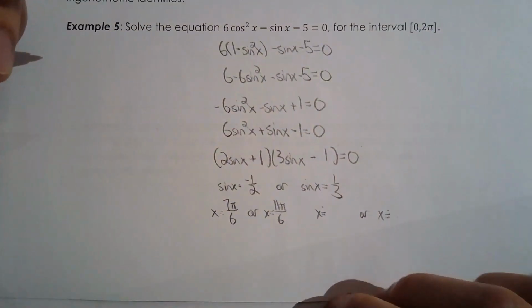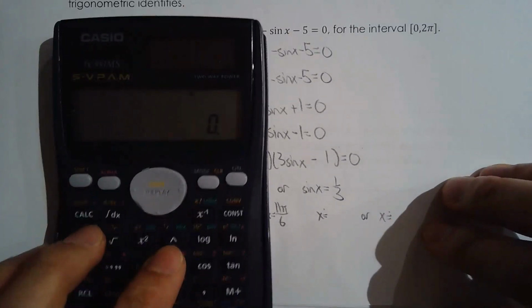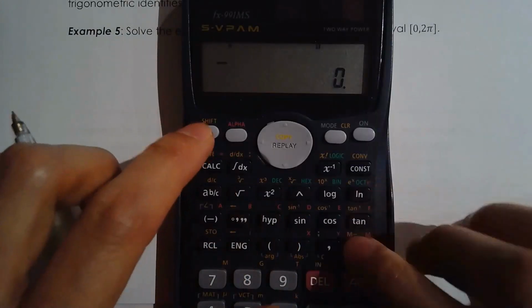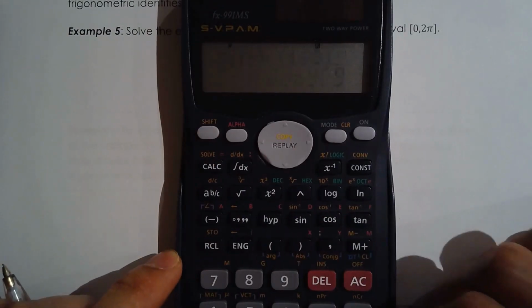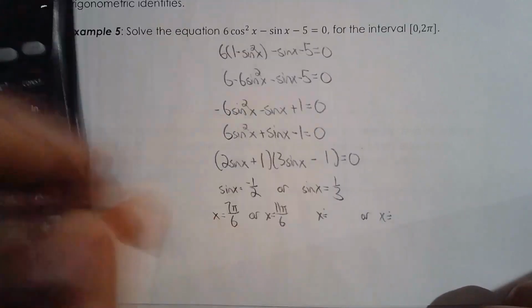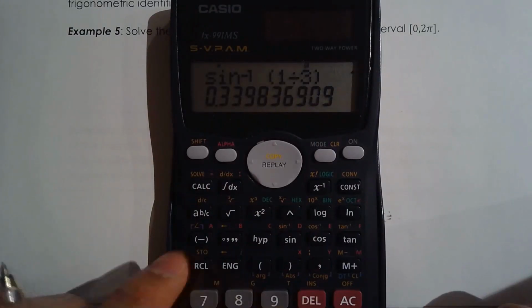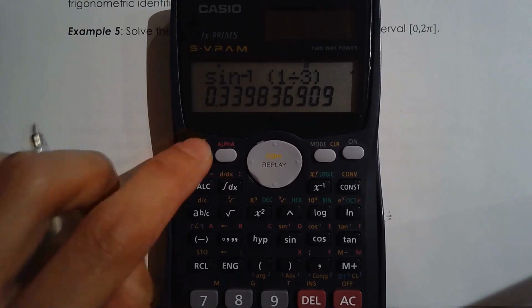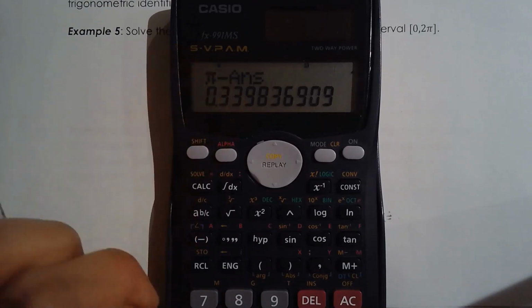Ooh, 1/3. 1/3 is not my friend because I need a calculator. So make sure your calculator is in radian mode. Okay, and then inverse sine of 1/3. So we got about 0.34. That is the quadrant 1 answer. How do you get the quadrant 2 answer? Because sine is positive in quadrants 1 and 2, pi minus the quadrant 1 answer, the reference angle, will give me the quadrant 2 answer. So about 2.80.